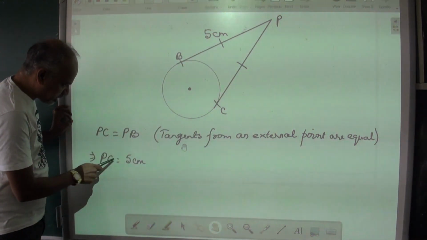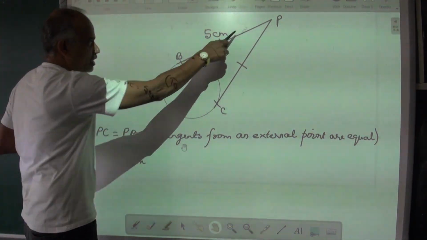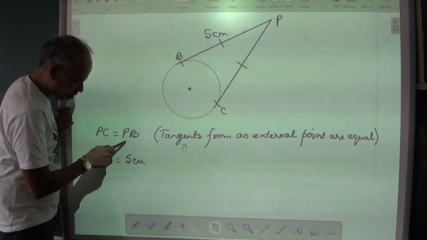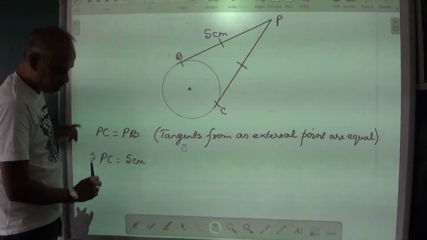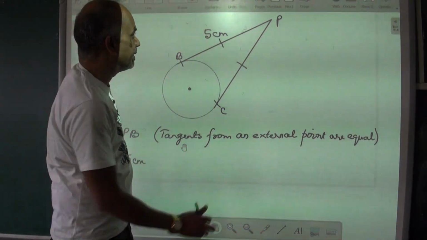So PC is equal to PB, whose length was already given. PB was 5 centimeters, so PB is 5 centimeters. That's it. PC's length is 5 centimeters. Next question.